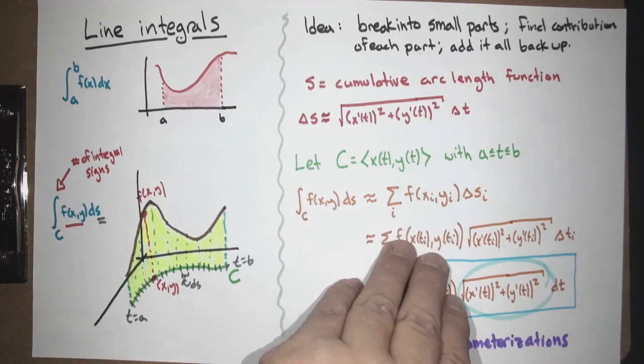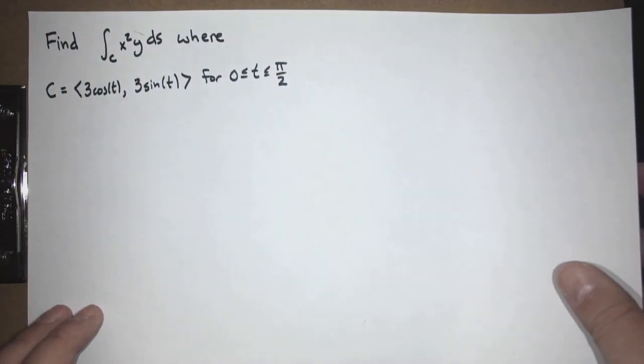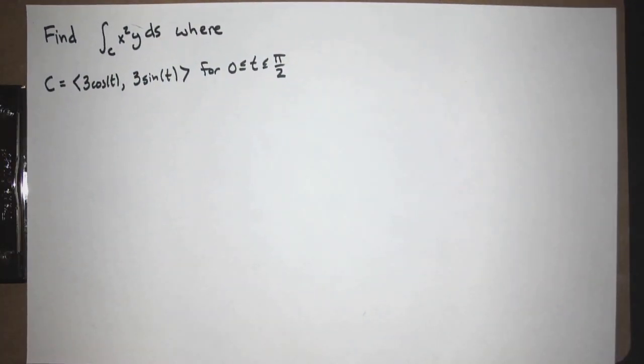All right. Well, in that case, here we go. Find the integral along the curve of x squared y ds, where the curve is 3 cosine t, 3 sine t, and you go between 0 and pi over 2.